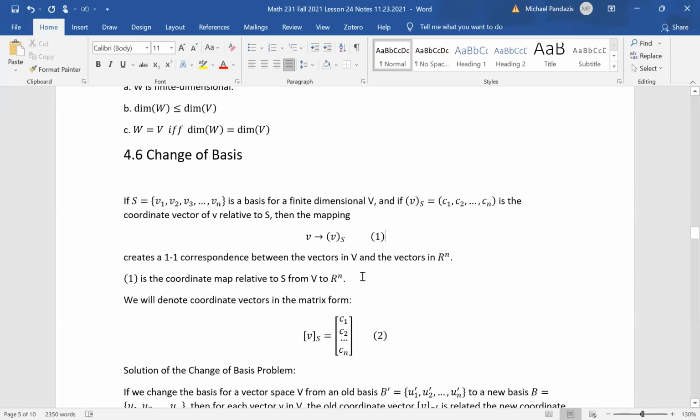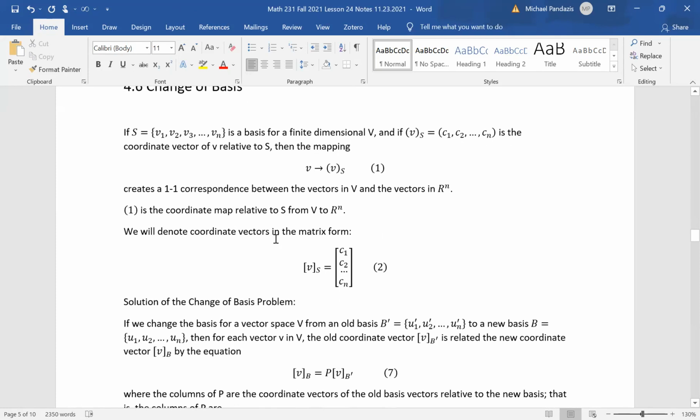Okay, so this map in 1 is the coordinate map relative to S from V to Rn. We will denote coordinate vectors in the matrix form, in this form. The coordinates of vector V relative to a fixed basis S is equal to this. Instead of expressing it as an n-tuple horizontally, you can express it as a matrix vertically. It's still a list of n things in the same order, just a vertical list instead of a horizontal one.